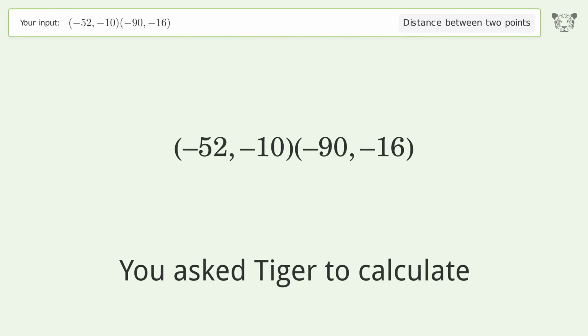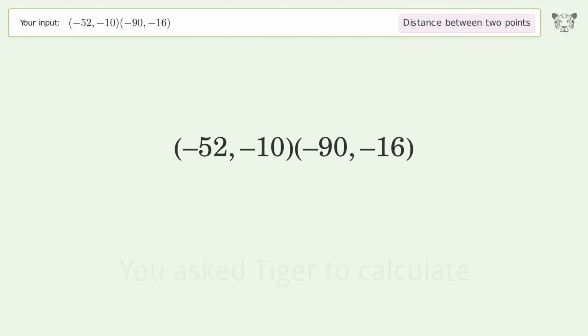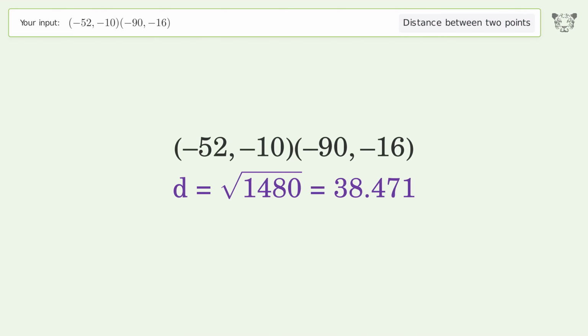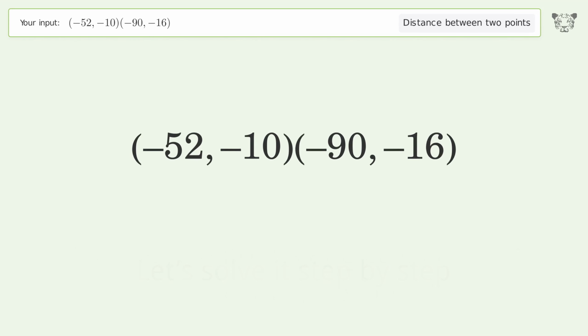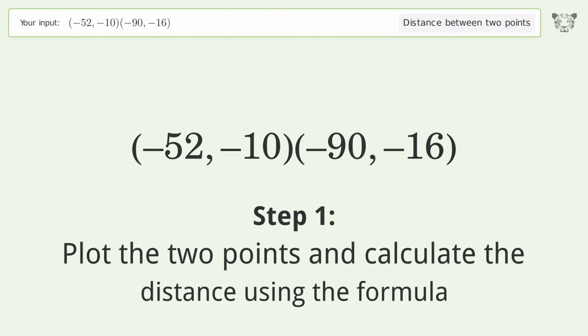You ask Tiger to calculate. This deals with the distance between 2 points. The distance between the 2 points is the square root of 1,480, or 38.471. Let's solve it step by step. Plot the 2 points and calculate the distance using the formula.